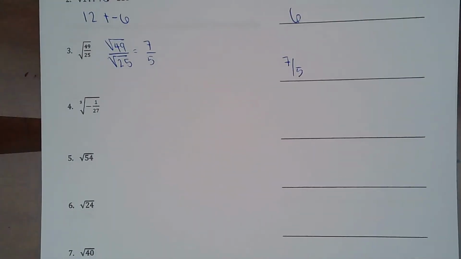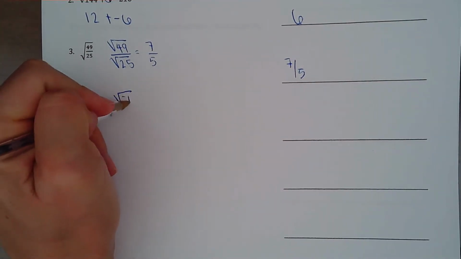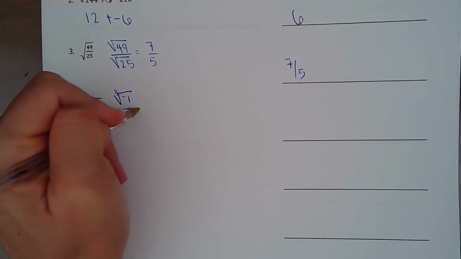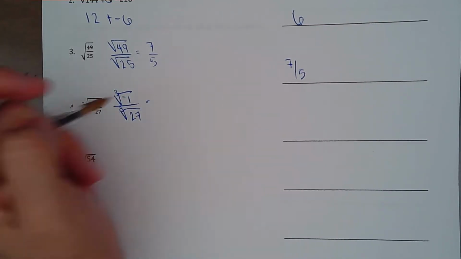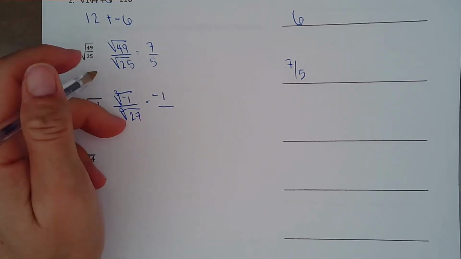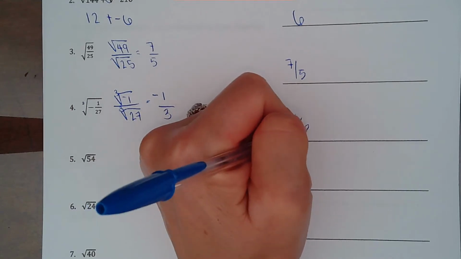All right, and for number 4, I would take the cube root of negative 1 and the cube root of 27. The cube root of negative 1 is still negative 1, and the cube root of 27 is 3. So my answer would be negative 1 over 3.